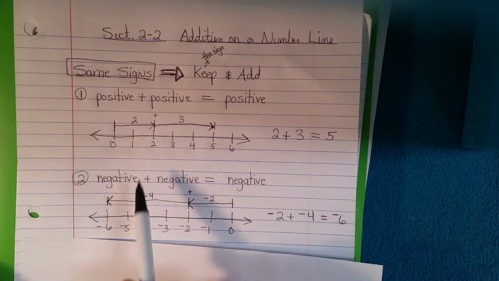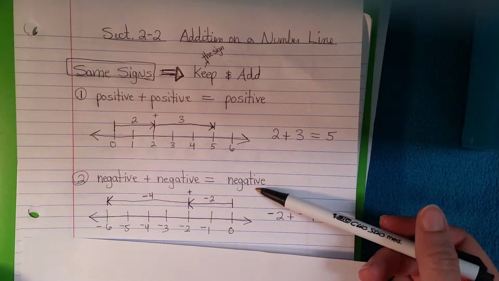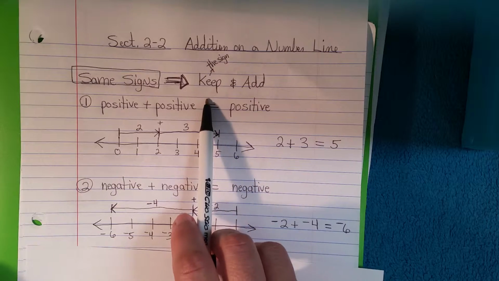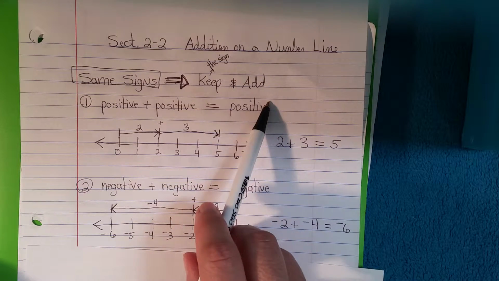The pattern is, whatever the sign is of the two numbers you're adding, you get the same sign in the answer. The answer is the same sign. So when you're adding same signs, you can say keep and add. That means keep the sign and add the numbers.